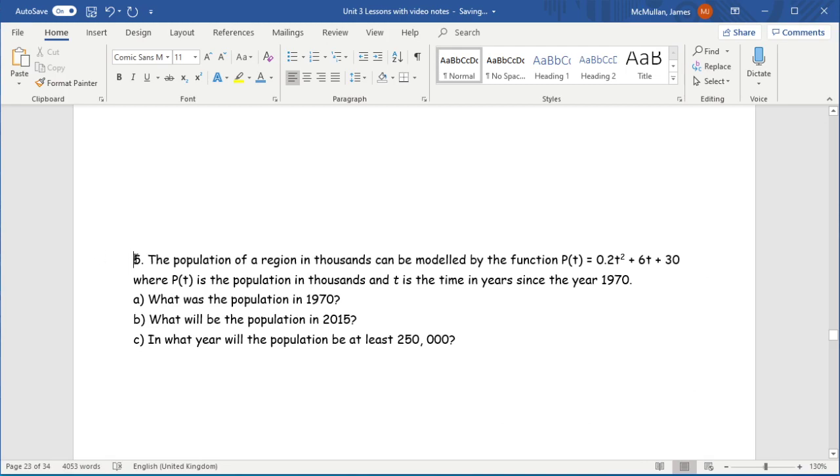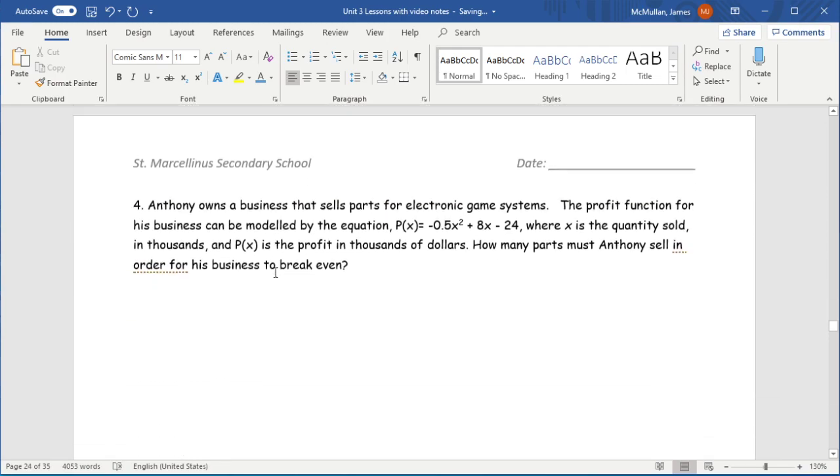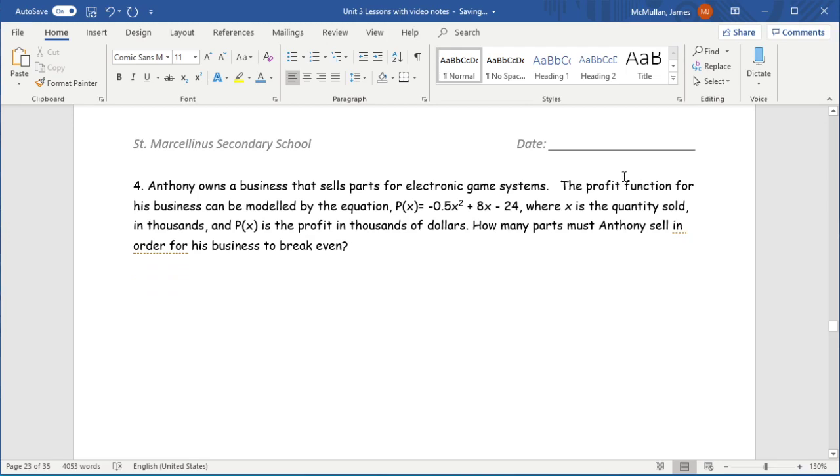Okay, next one. We're looking at a business that sells parts. The profit function is modeled by this equation. So they're giving us the profit function right off the bat, where x is the quantity sold, and P of X is the profit in thousands of dollars. How many parts must Anthony sell in order for his business to break even? Okay, so remember, to break even, your profit, P of X, is equal to 0.